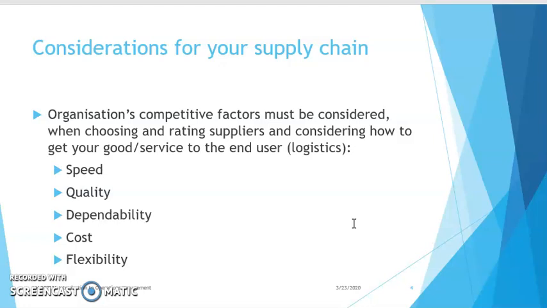So you could say, well, speed is the most important to my organisation. So you could give them a rating out of 10 for that. Dependability and cost might be second and third. You can give various ratings on that and then look across the board, add up all the ratings and decide which supplier is best for you.